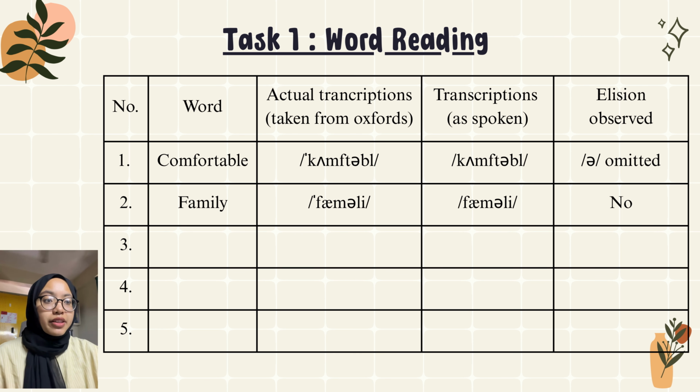This indicates that the participant may be more aware or cautious during word reading tasks, which often influences articulation accuracy. That's why the participant pronounced the word as family with no elision observed, instead of family without the schwa in the second syllable of the word family.